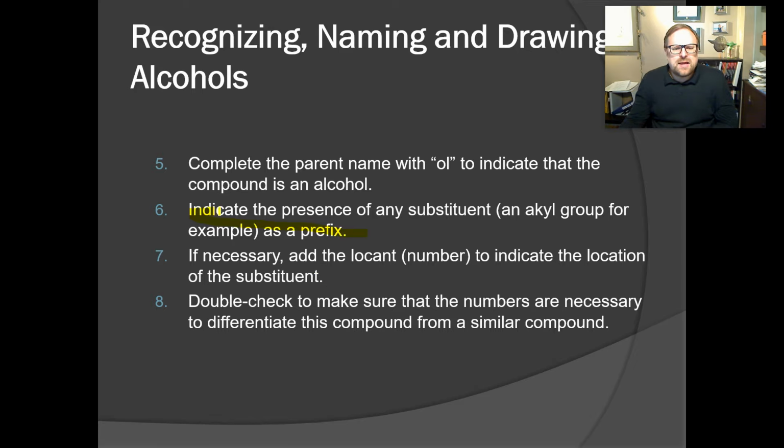We need to indicate any presence of any substituents or branches that might be located on that. Give the number to those branches if we need to, and then double check to make sure the numbers differentiate this compound from a similar compound. Okay, so those are the steps we're going to go through.